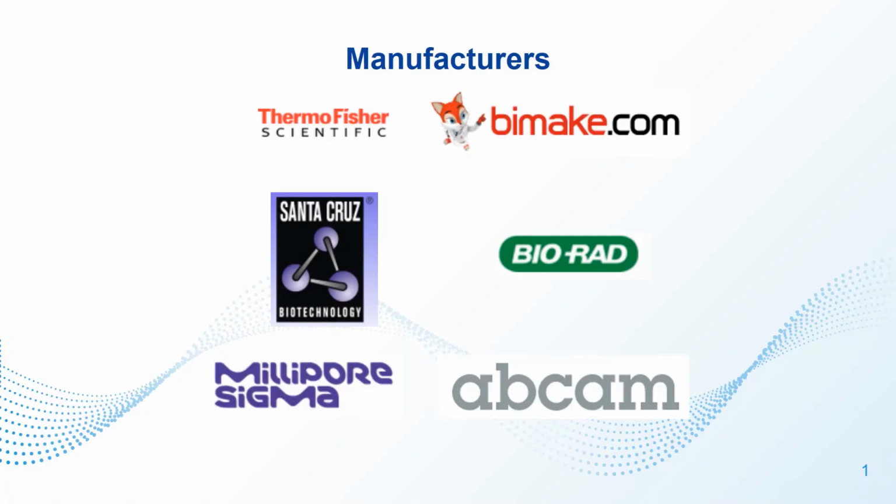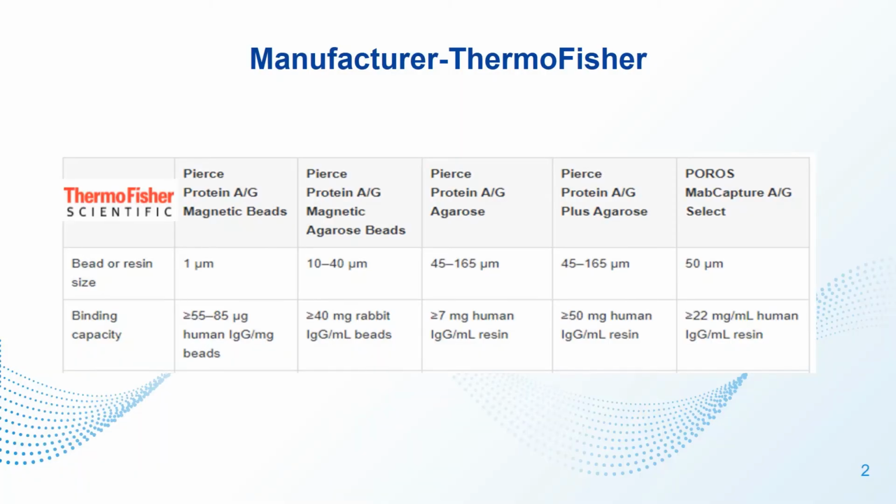There are many manufacturers providing protein A and G products for antibody purification, such as Thermo Fisher, BioMake, Santa Cruz, Bio-Rad, Sigma-Aldrich, and Abcam. For example, Thermo Fisher provides different kinds of protein A and G products based on their different properties, like bead or resin size, or binding capacity with different kinds of antibodies.